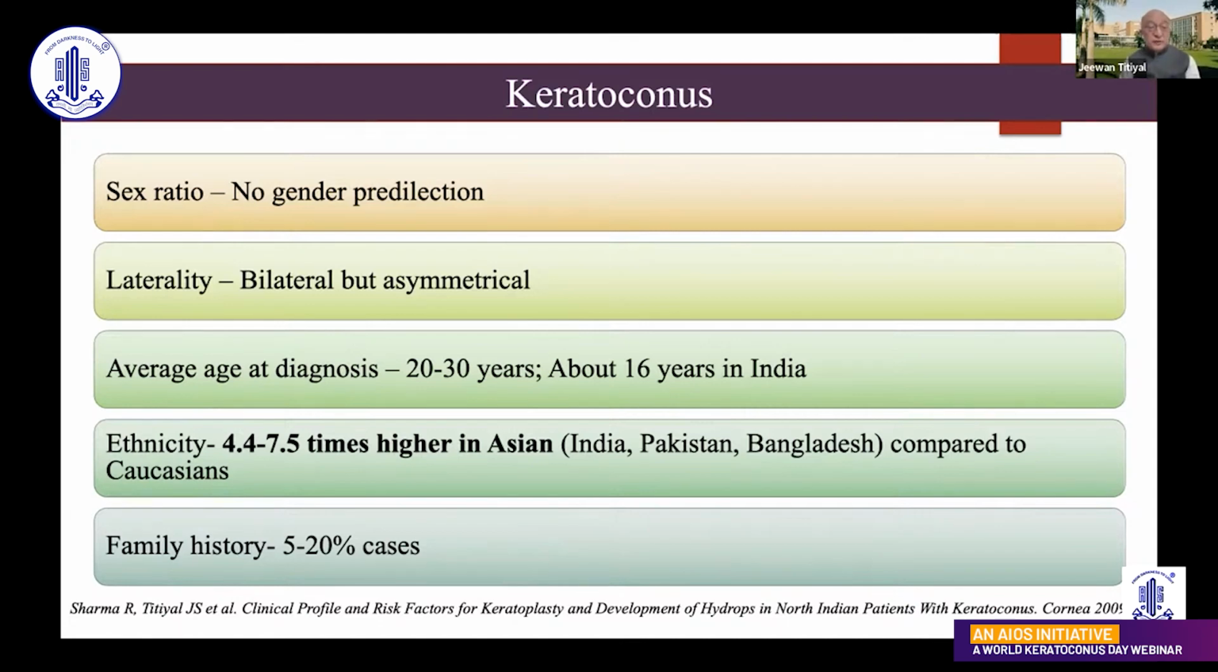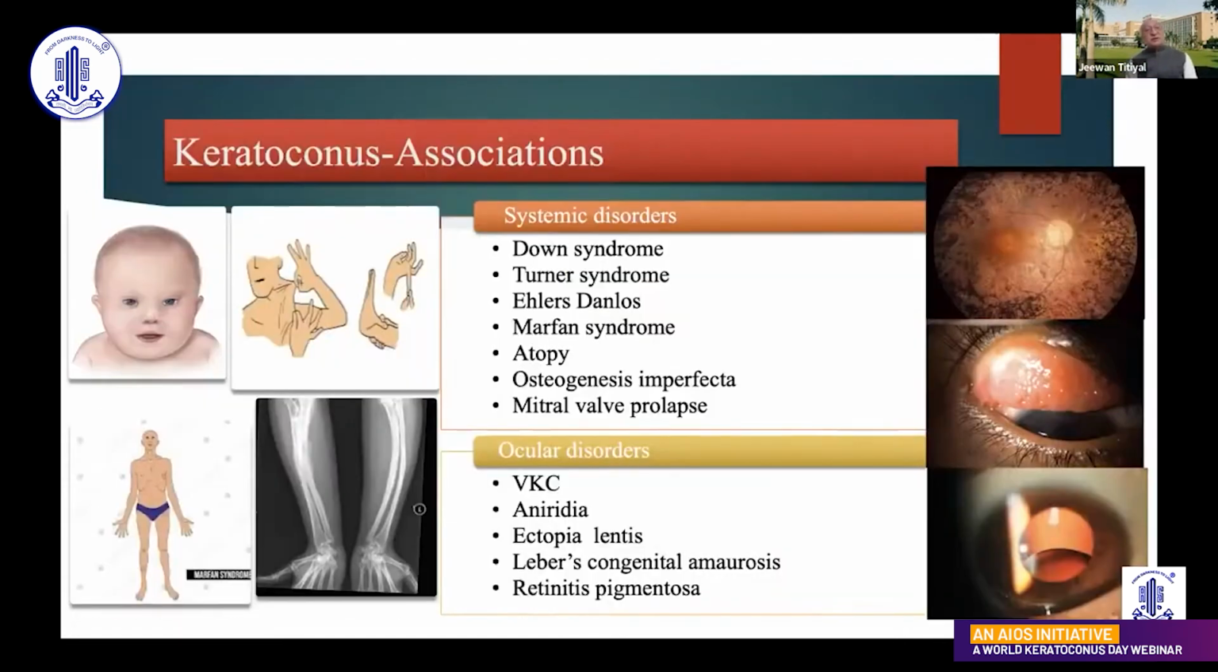A study which we did in an RP center way back in 2004 or 5, we saw around 5% of people coming to the RP center had a family history. Normally, keratoconus we know is a sporadic disease. It might come up without any association with another disease.